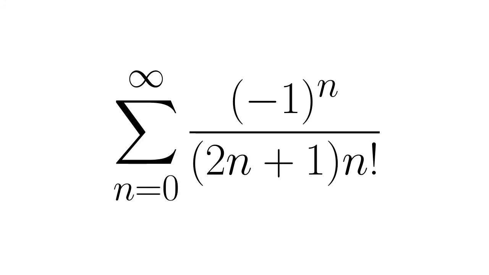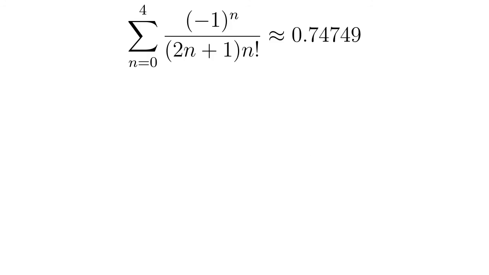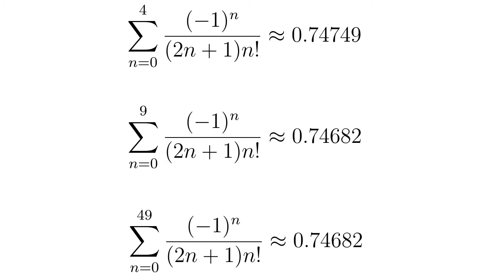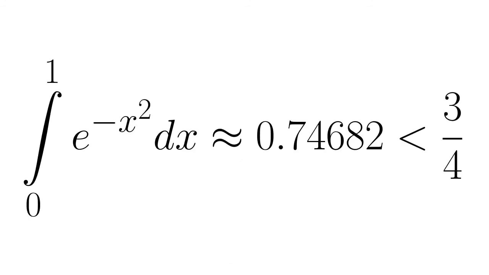Of course, we can't evaluate this exactly, but we can add up enough terms to get a good decimal approximation. The sum of the first 5 terms gives us 0.74749 to 5 decimal places. The sum of the first 10 terms gives us 0.74682 to 5 decimal places. The sum of the first 50 also gives us 0.74682, so we can be confident that this is what it converges to. So there you have it. The integral from 0 to 1 of e to the negative x squared is just under 3/4. The true answer is irrational, so we have to make do with the decimal approximation. Okay, that's everything.